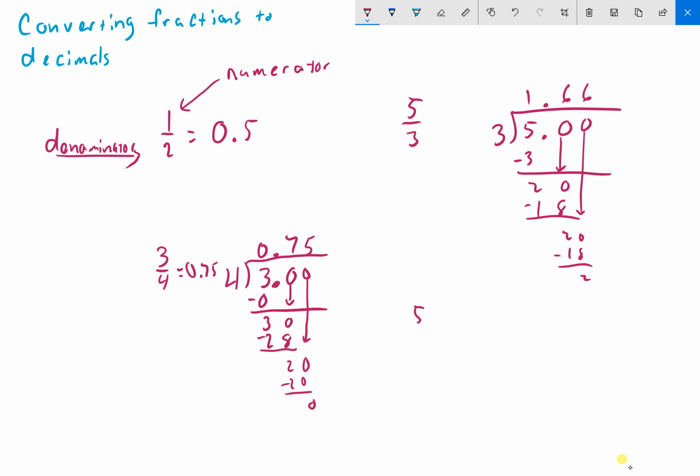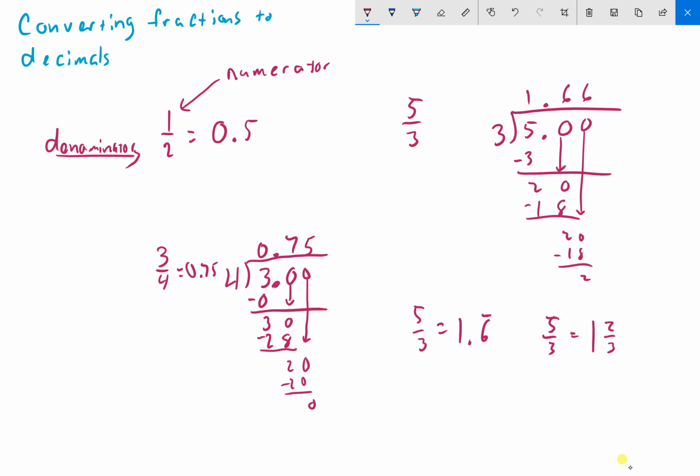So 5/3, I can say 5/3 equals 1.6 repeating. Interestingly enough, 5/3, 3 goes into 5 once, with a remainder of 2 out of 3. And remember, 2/3 is the same as 0.6 repeating. So that's it. That was a super quick video on converting fractions to decimals.